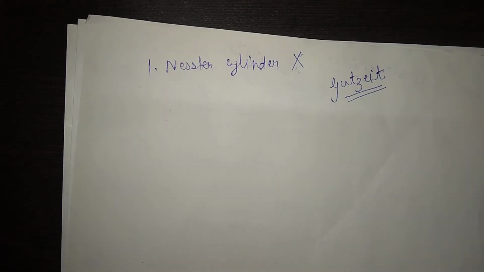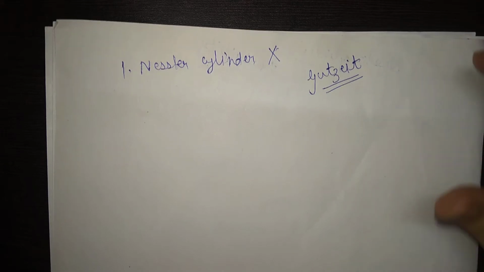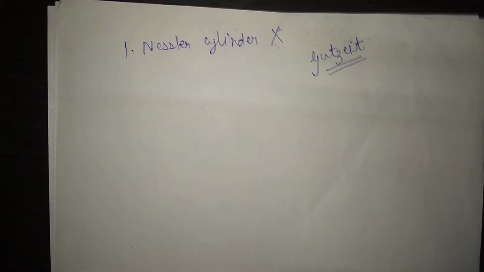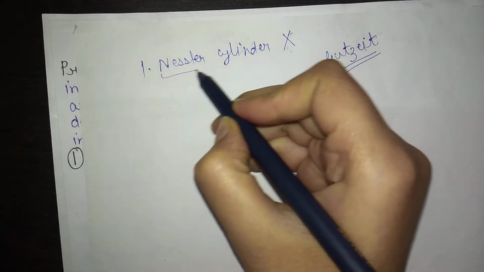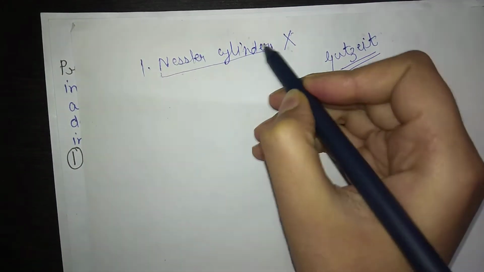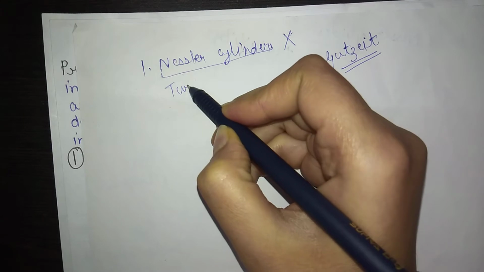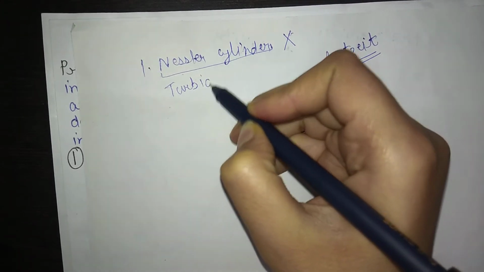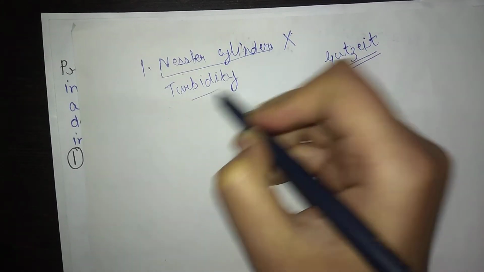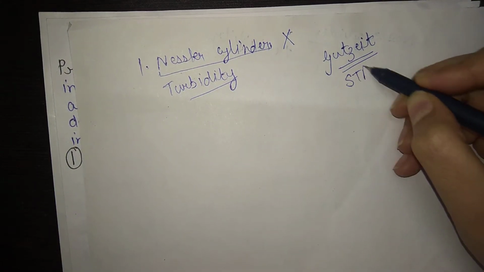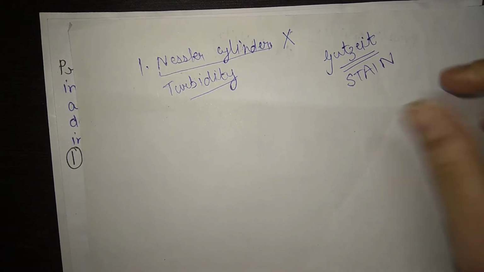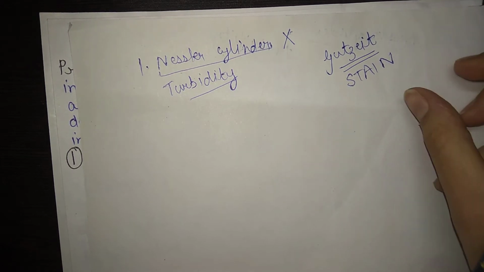So firstly, we perform this limit test in the Gutzeit apparatus, and secondly, in other limit tests where we used Nessler cylinders, we used to compare the turbidity between the test solution and the standard solution. In the limit test for arsenic we will compare the stain produced by the test solution to that produced by the standard solution.